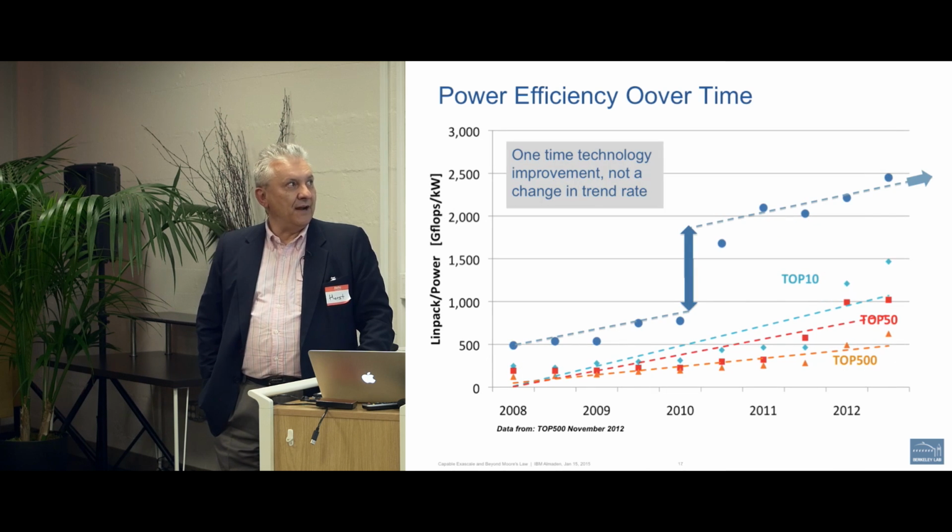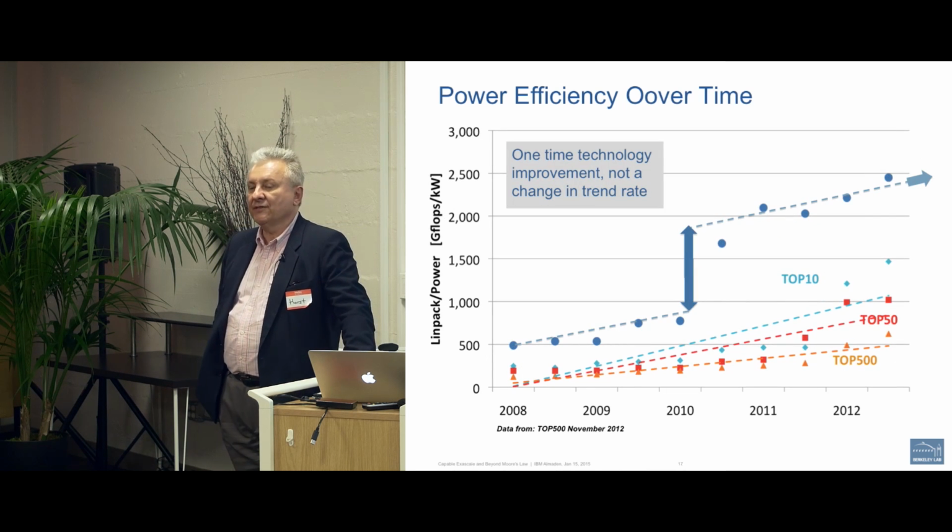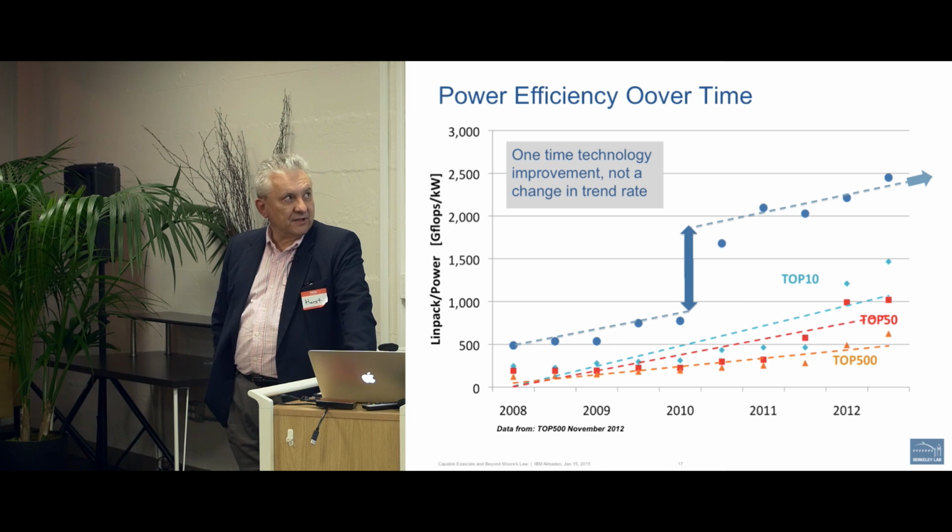It looks good, but the point I'm trying to make here is that this was a one-time technology improvement. That was the switch to either GPUs or to many core. And the jump in 2010, you can pretty much say, was when the first very large adoption of GPUs happened. So basically, the two curves are actually on the same slope. That's again a claim, and we can debate this.